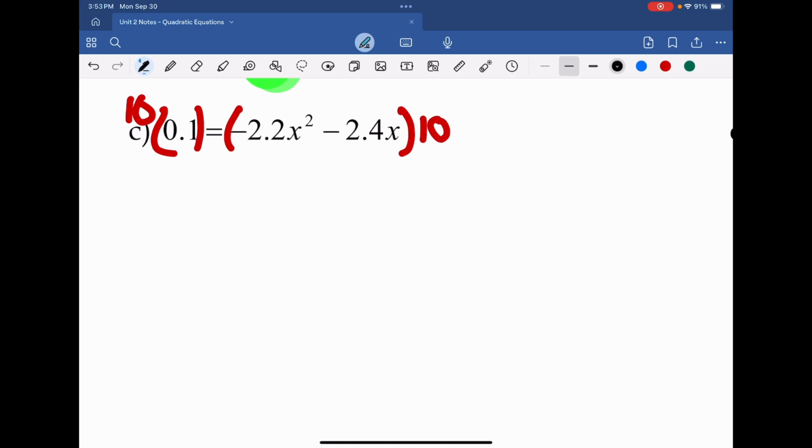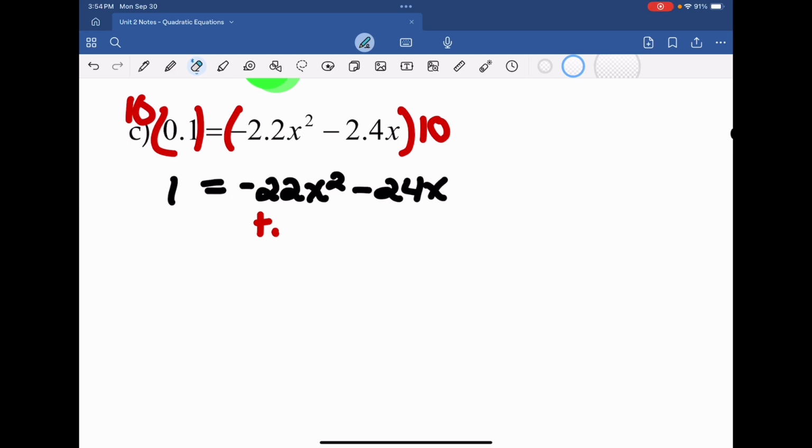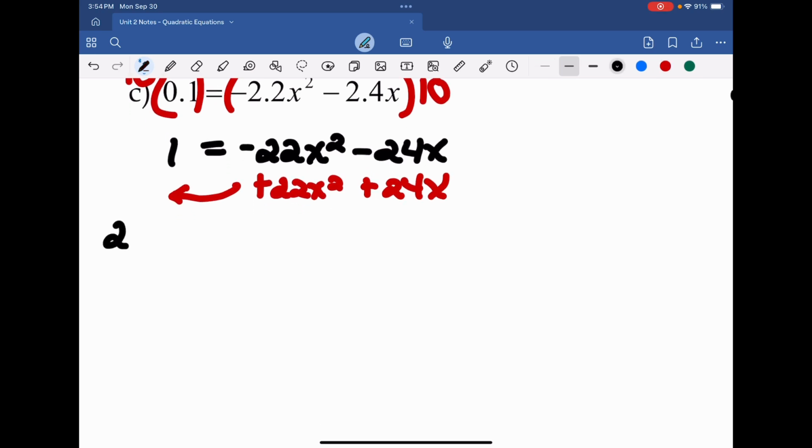Now, what we're going to do is make this 10 times 0.1 is 1, which is equal to 10 times negative 2.2, which is negative 22x squared. Negative 2.4 times 10 is negative 24x. Now what I'm going to do is take these from this side and add them across. So this should be plus 22x squared plus 24x. And if I do that to both sides, then it's going to give me the following trinomial. I'm going to have 22x squared plus 24x plus 1 is all equal to 0.